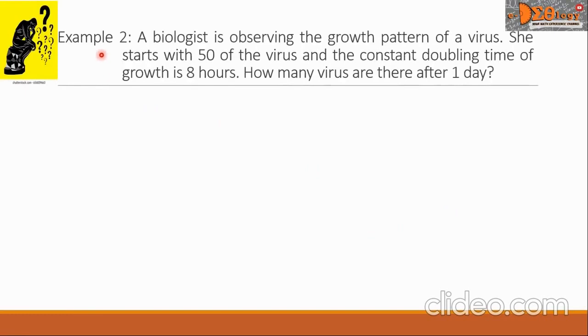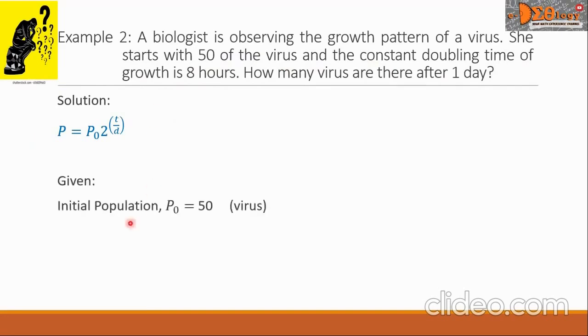Let's have example 2. A biologist is observing the growth pattern of a virus. She starts with 50 of the virus, and the constant doubling time of growth is 8 hours. How many virus are there after 1 day? For our solution, let's begin with our formula. And it's now written here. Let us now write the given of the problem.